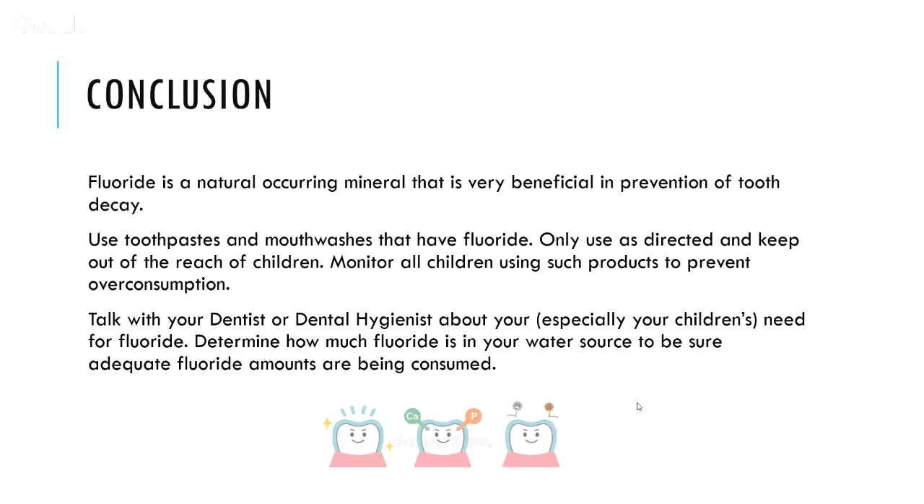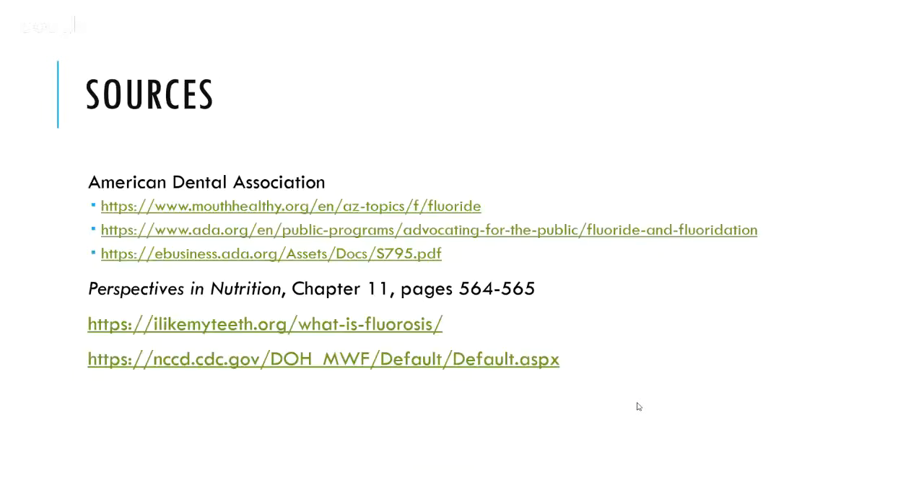So in conclusion, fluoride is a naturally occurring mineral that is very beneficial in prevention of tooth decay. Use toothpaste and mouthwashes that have fluoride in them, but use them as directed and keep them out of reach of small children. Monitor all the children who are using them to prevent overconsumption. So teach them to spit correctly. Talk with your dentist or your dental hygienist about you and especially your children's needs for fluoride. Determine how much fluoride is in your water source to be sure adequate fluoride amounts are being consumed. And these are the sources that I used.